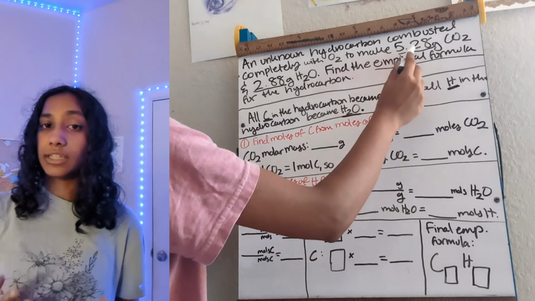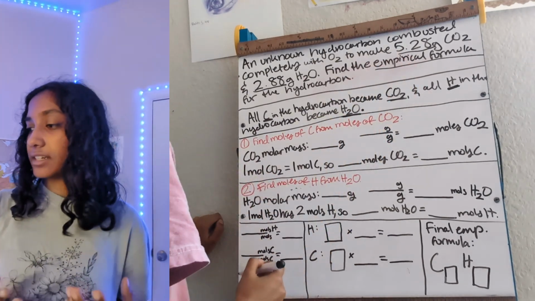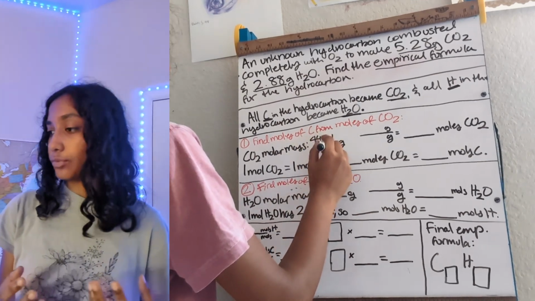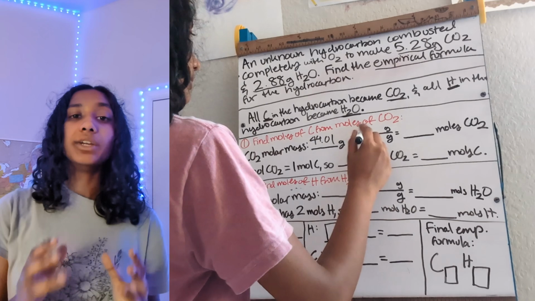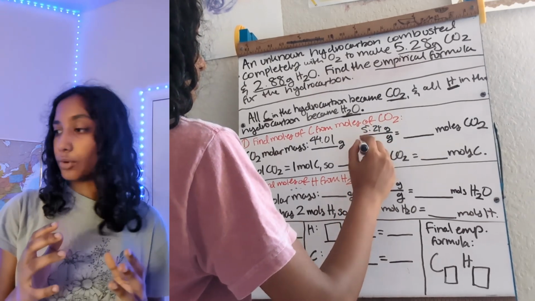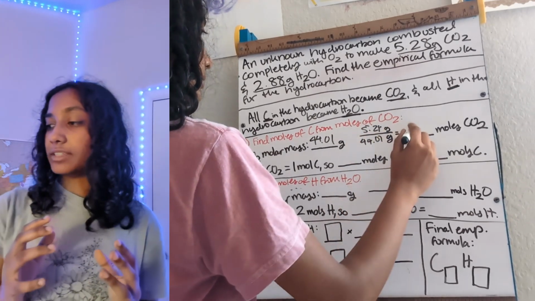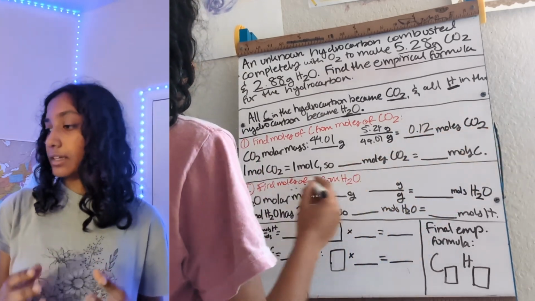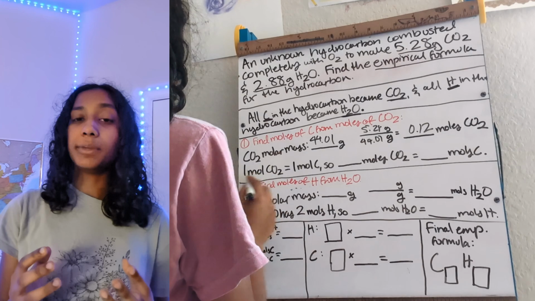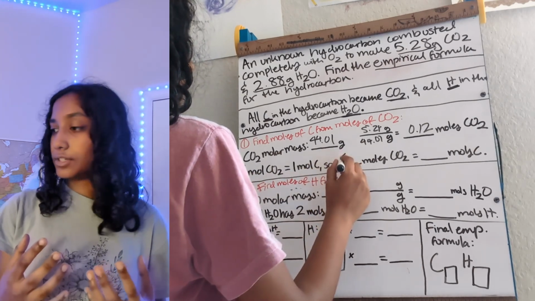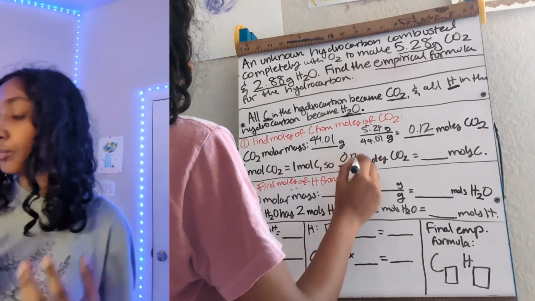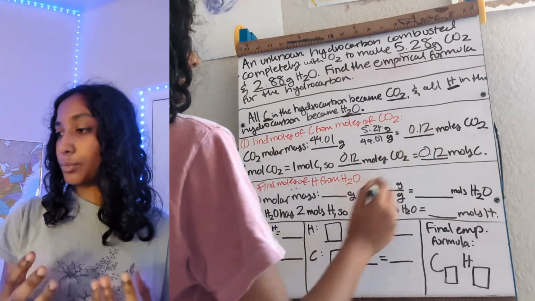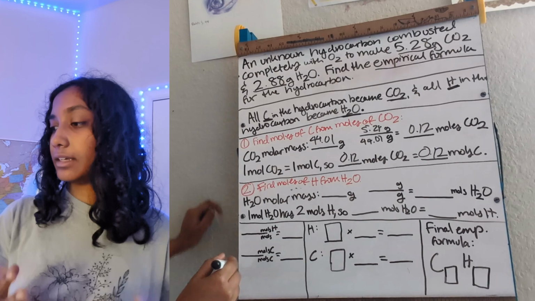We're given the amount of CO2 in grams, which we need to convert to moles. The molar mass of carbon dioxide is 44.01, so we divide 5.28 by 44.01 to give us roughly 0.12. This is the number of moles of CO2. Since there is 1 mole of carbon in every 1 mole of CO2, we can assume that 0.12 moles of carbon dioxide gives us 0.12 moles of carbon.